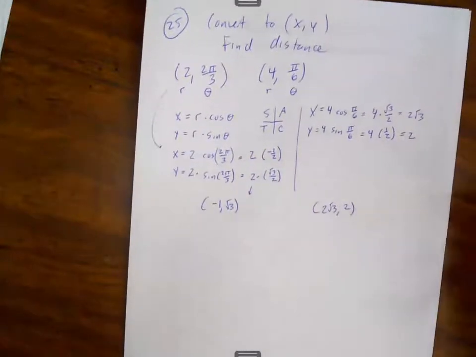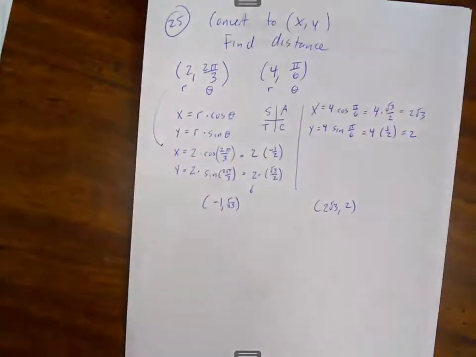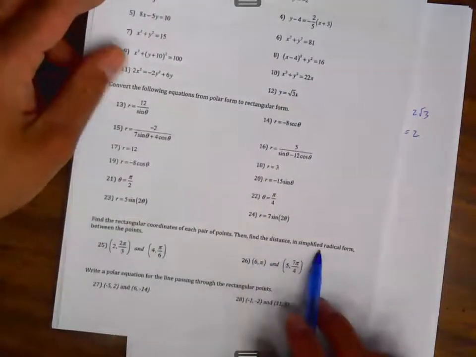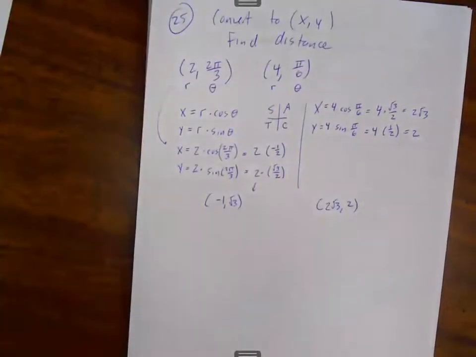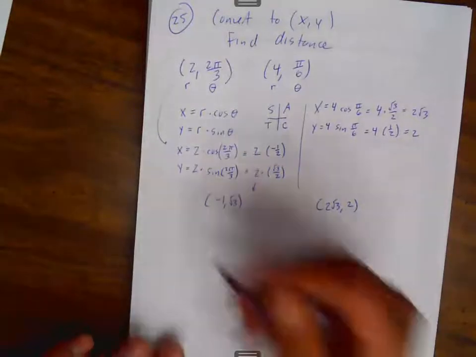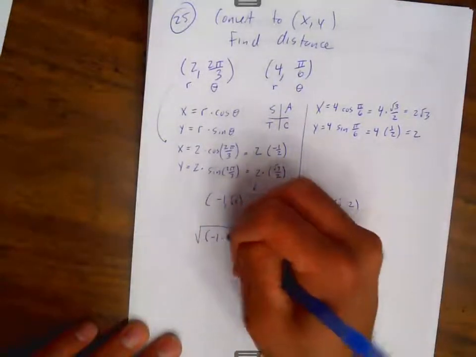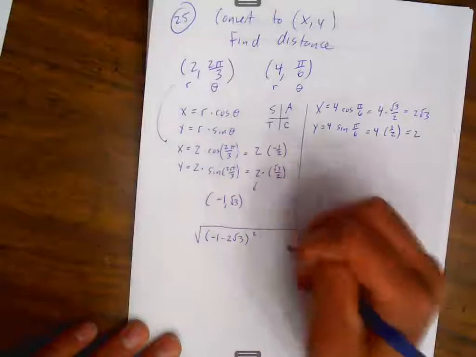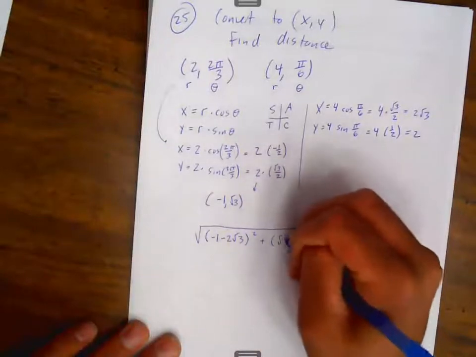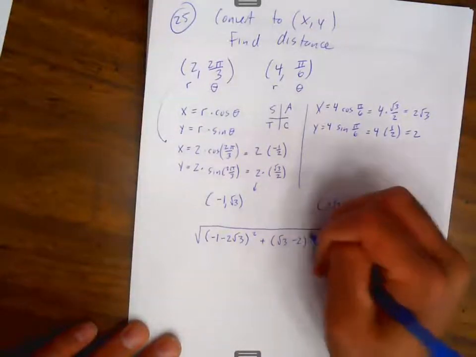Now we're going to find the distance. It said specifically to find the distance in simplified radical form. So we want to keep it in radical form, not convert it to a decimal. So we're going to use the distance formula here. Subtract the x's: -1 minus 2√3, squared, plus √3 minus 2, squared.